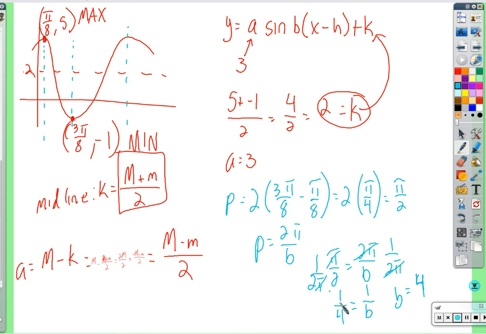Done a lot. Do you have a question? No. Alright, so far we found k, because we knew the vertical, we could figure out the vertical shift. We figured out a, because once we knew that, we could figure out how far it was from the vertical shift to the maximum. Now we figured out b, okay, we figured out its period, so we can figure out b.